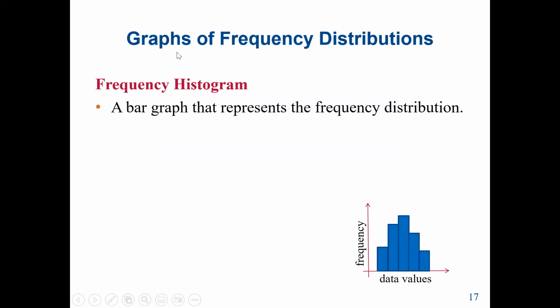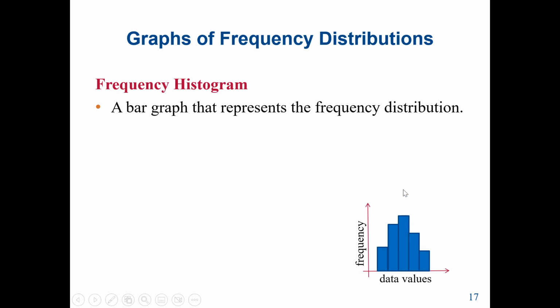So next, how do we graph a frequency distribution? This will lead us to the histogram. So, frequency histogram. A frequency histogram also is used to organize the data. But again, this is a graph. So we will say a graph is a visual representation of data. So here, it is a bar graph that represents the frequency distribution.